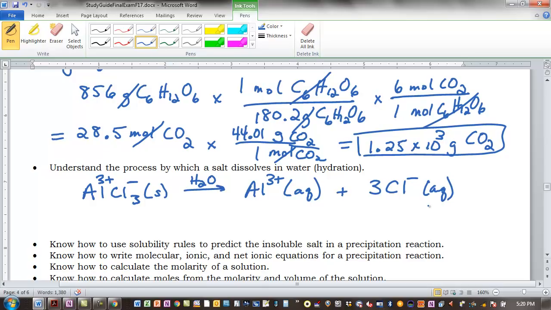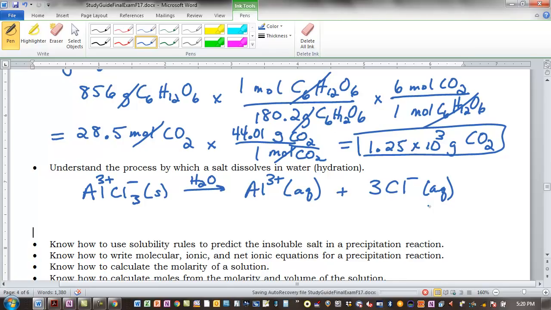Okay. So once that salt dissolves, it doesn't exist as the salt anymore. It exists as these ions in solution, hydrated by water. Okay, so you have to know how that salt dissociates in solution.